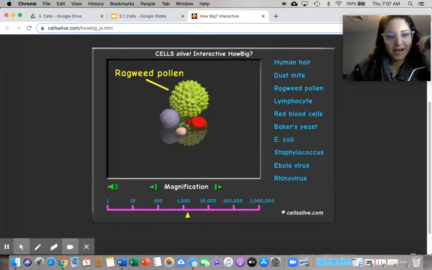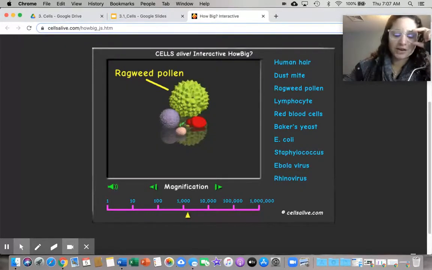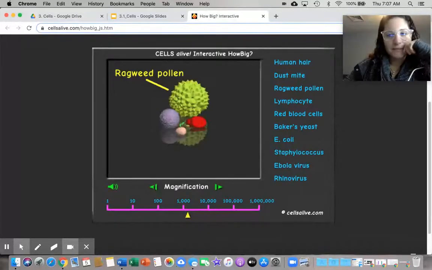Now, pollen in general, so this is from a ragweed plant, but pollen in general is basically, for plants, for flowers, when they create pollen, that's basically their sperm cells. So I'll let you think about that on your own time.